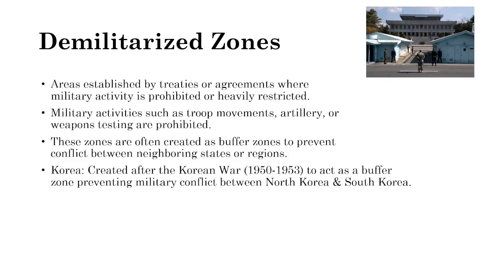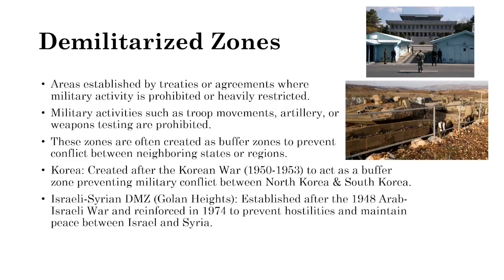And the biggest example that you really need to know is in Korea. It was created after the Korean War, and it divides North and South Korea as a buffer zone. That's to prevent military conflict or confrontation between the two countries here. There's also a DMZ between Israel and Syria that was established after the 1948 Arab-Israeli War, and it's been reinforced since then to prevent hostilities and maintain peace between the two states.